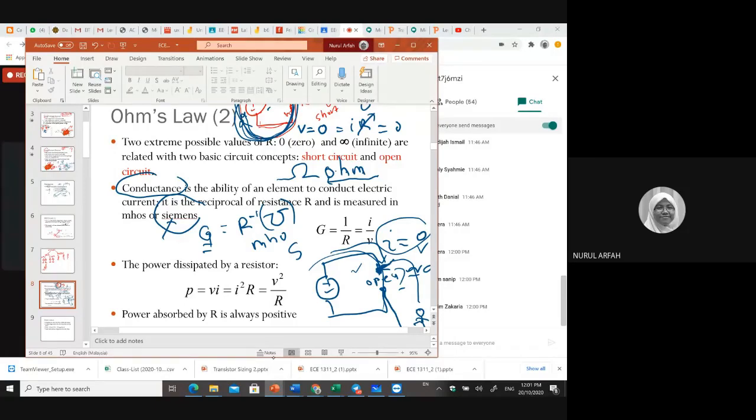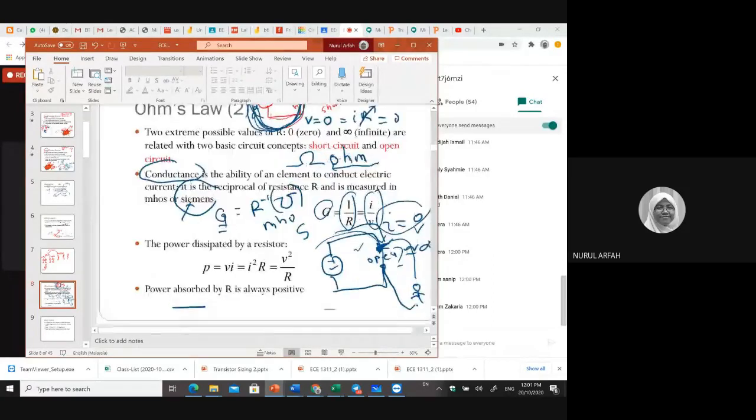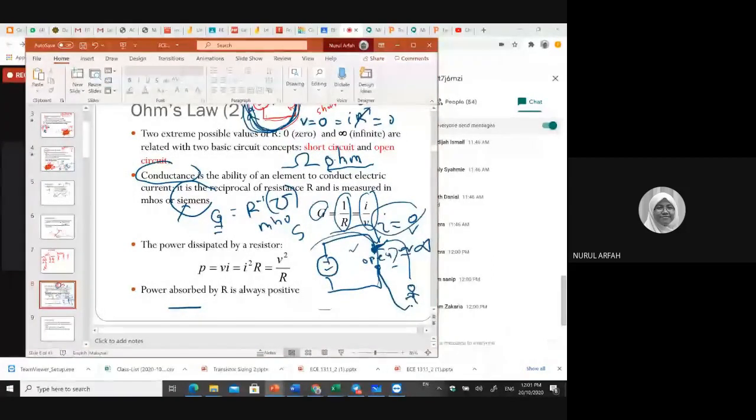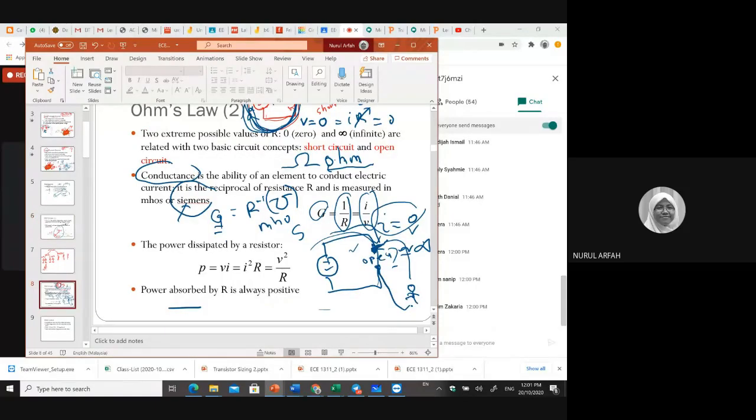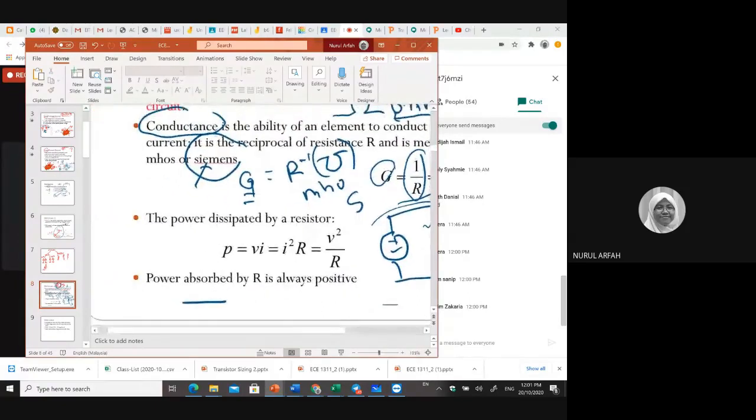So far so good, right? But you need to know that if you plot this, the inverse of R is your G, conductance. Okay. Do you get me on this side? This one is just the inverse of this graph. So if you have I versus V, the 1 over R is the conductance. Okay. All right.